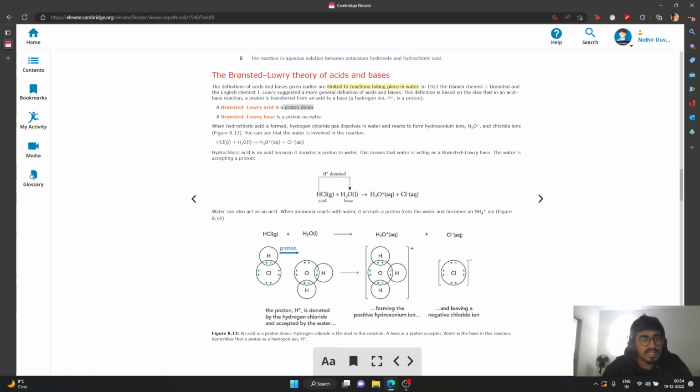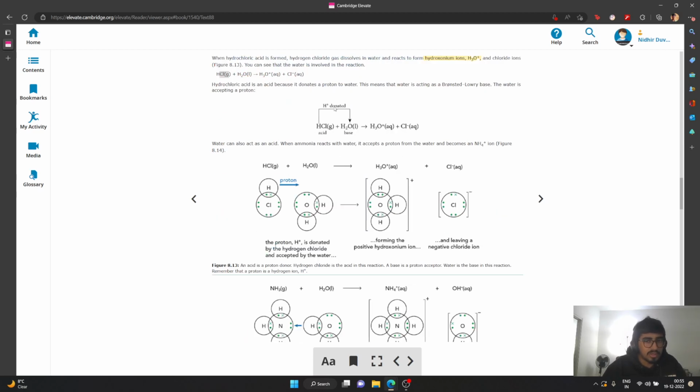So let's see how that is. When HCl is dissolved in H2O, the H plus of HCl goes to the H2O and forms something called a hydroxonium or hydronium ion, right? So what happened there is the H plus was given from HCl to H2O. So H2O here acted as a base and HCl acted as an acid. It gave the proton and this accepted the proton in the Bronsted-Lowry definition. That is exactly what is shown here.